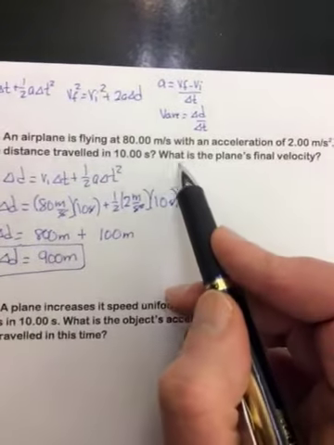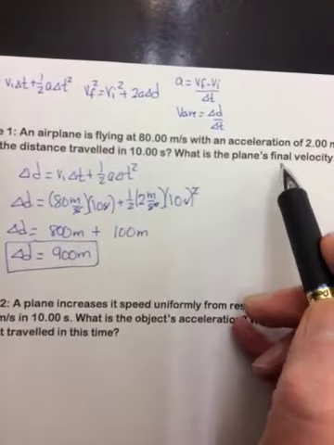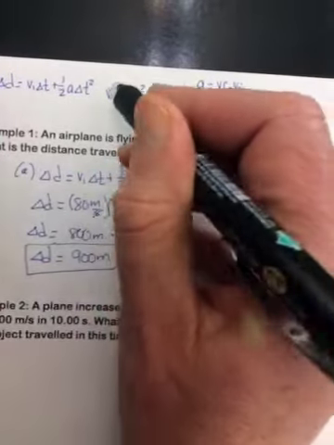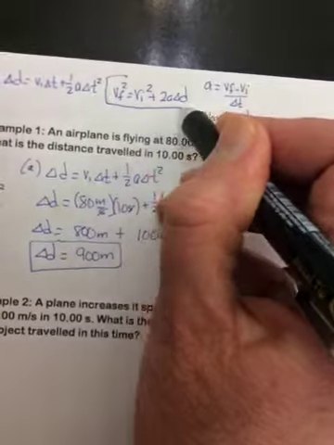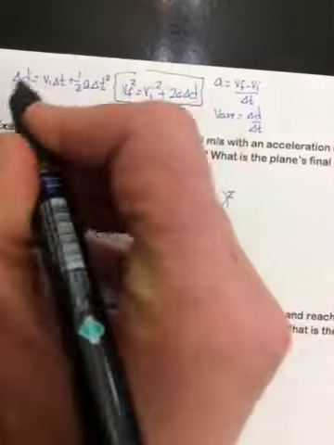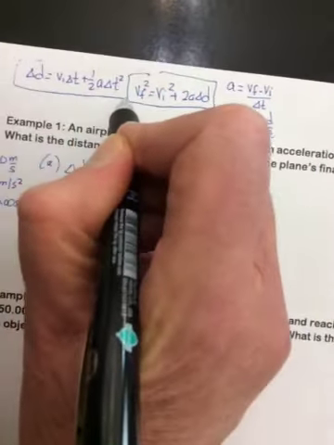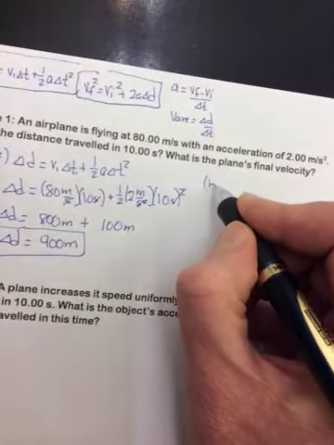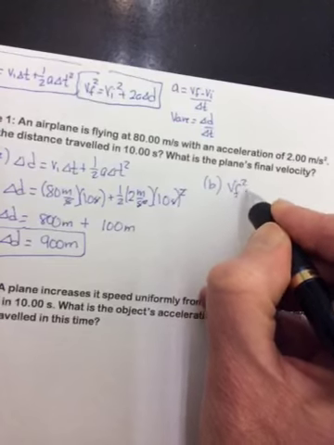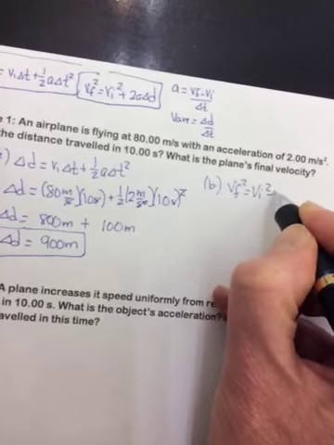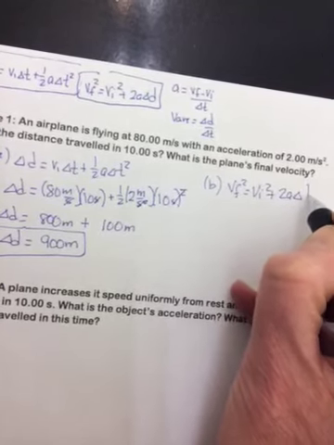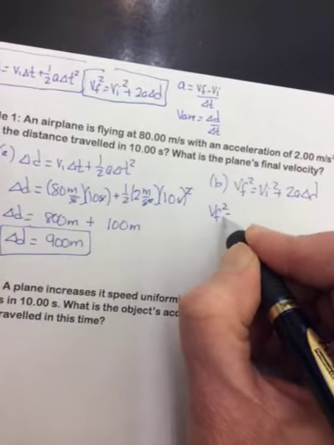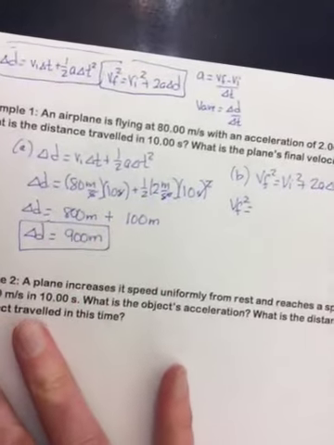We're not finished though, because it wants to know what's the plane's final velocity. So this was part A. For final velocity, now I would use this guy. Okay? Should probably have boxed them earlier. All right, so for part B then, use VF squared is equal to VI squared plus 2A delta D. And again, you don't even have to rearrange. Don't get lulled into a false sense of anything. You will have to rearrange other ones.